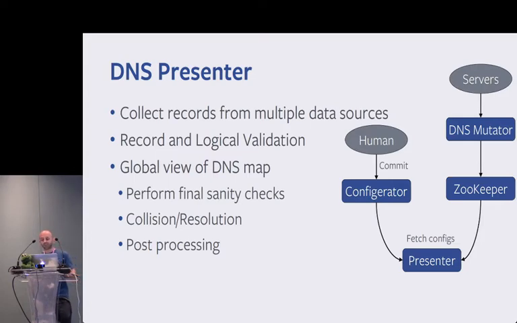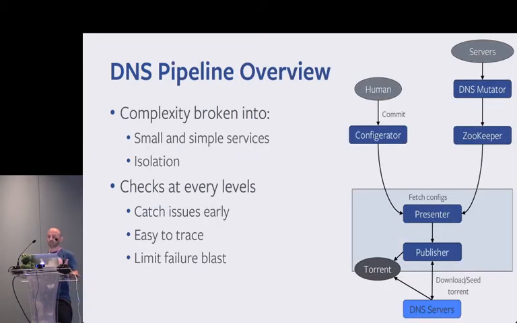So now the presenter generates the final map, and then we get back to where we were with Cartographer early on. We need to publish that map. So we pass that on to the publisher, and the publisher is going to use BitTorrent. If you take the whole pipeline altogether, what we've done is we've broken the pipeline into small components, and each service does one simple thing. We try to catch issues at every level. So if something breaks, it's much easier to trace what the issue is, and it doesn't impact the whole pipeline. And if you don't impact the whole pipeline, you limit the blast radius of the failure.